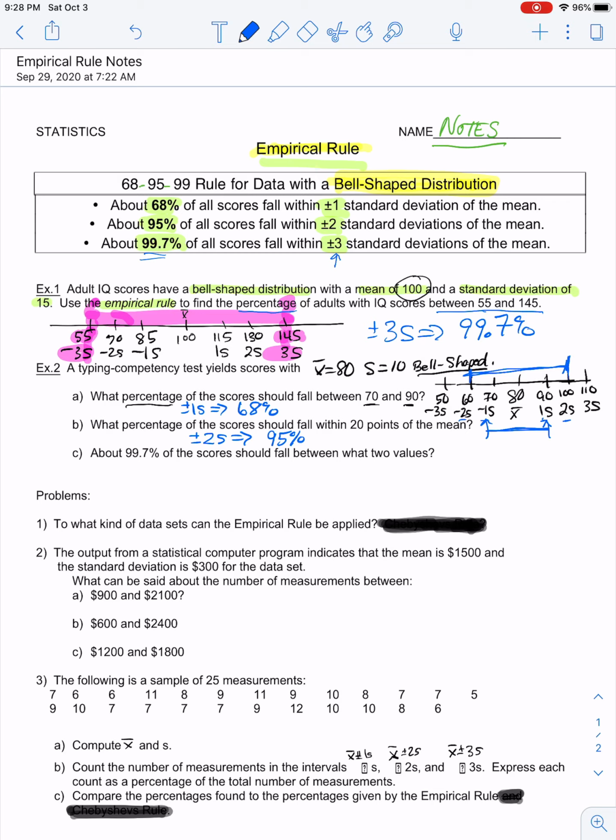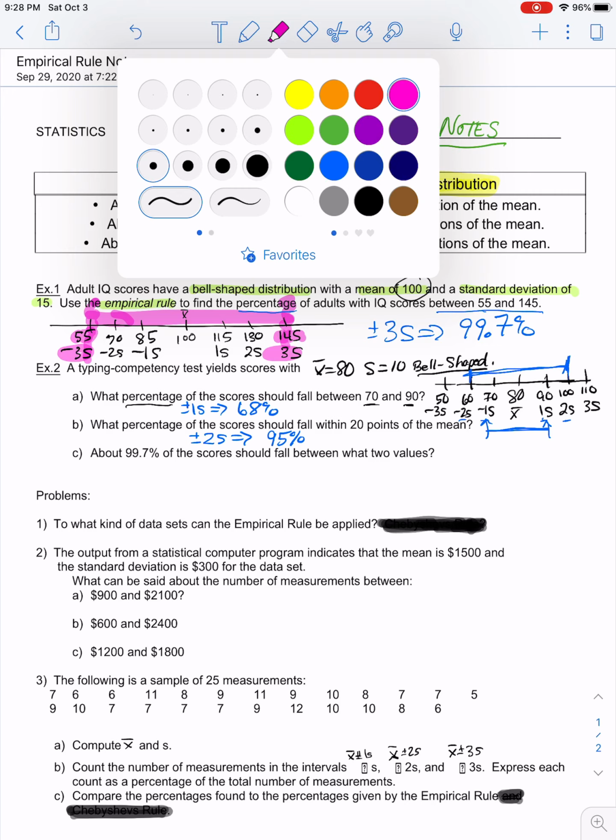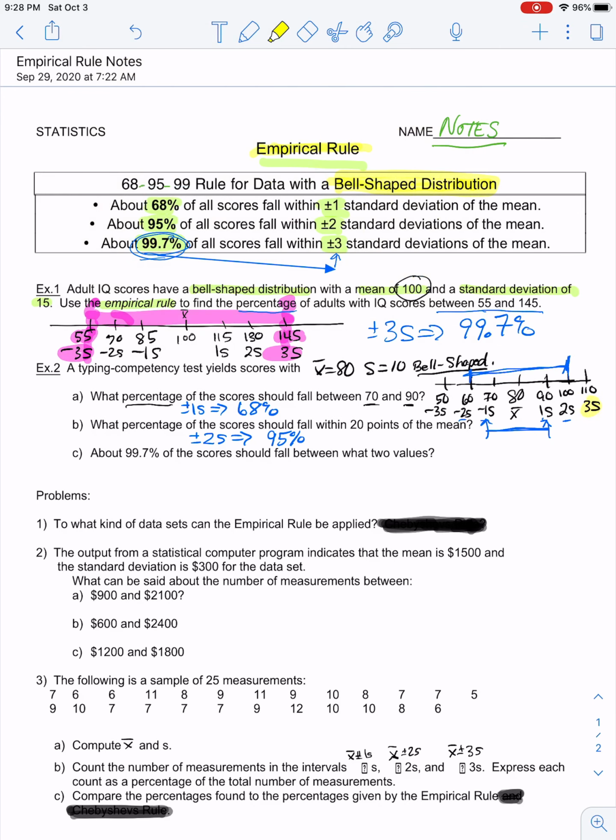And lastly, it wants to know between what 2 values 99.7% of the data should fall. This time we're saying 99.7, which means 3 deviations. So I want to go out to the third spot on each side. The value there is 110 and the lower is 50. So we would just say it is from 50 to 110.